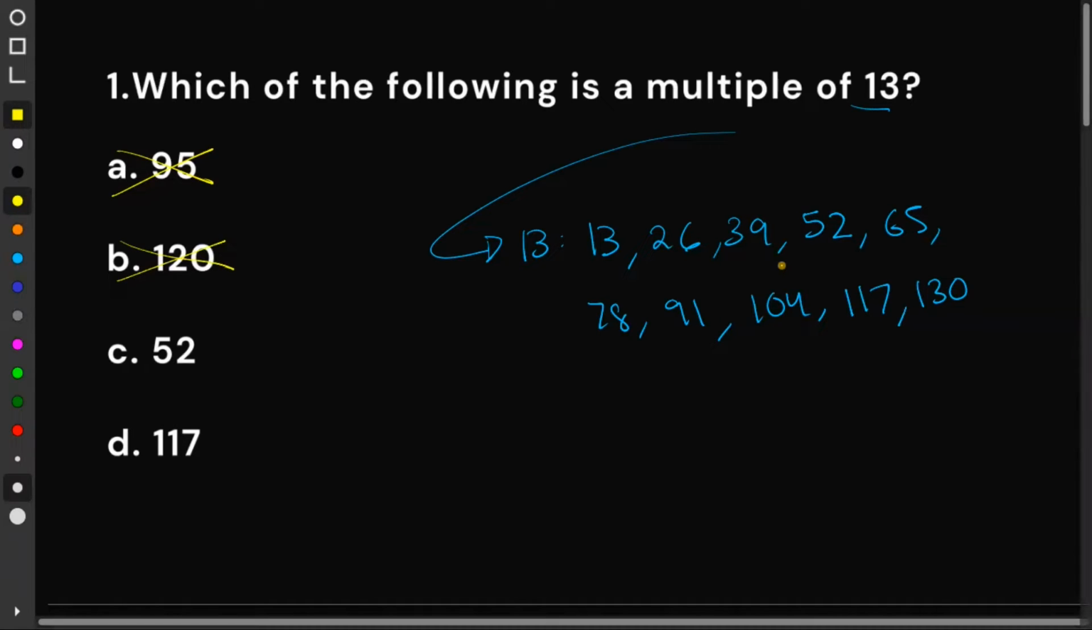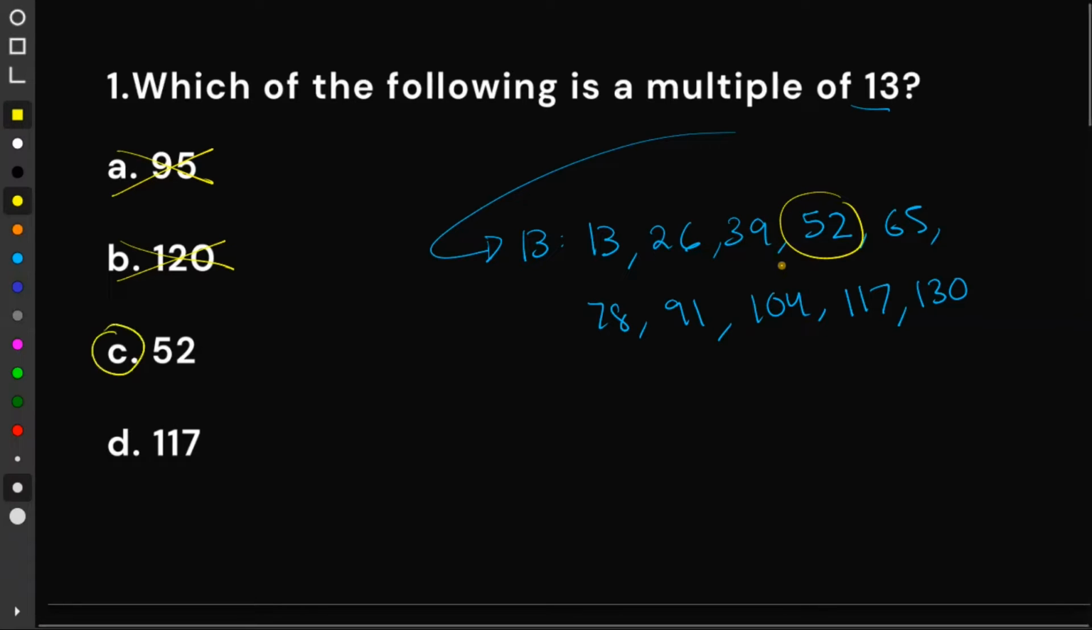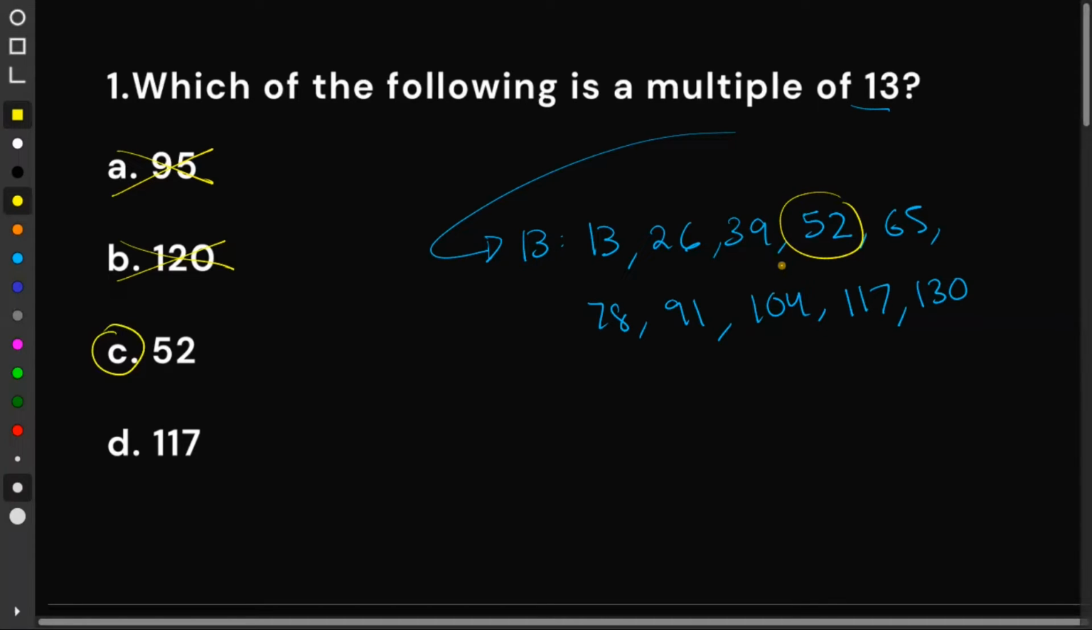For 52, we can clearly see 52 is over here, so this one is a multiple of 13. How about 117? 117 is also here. So 117 is a multiple of 13. So our final answer is C and D, 52 and 117. So as simple as that.